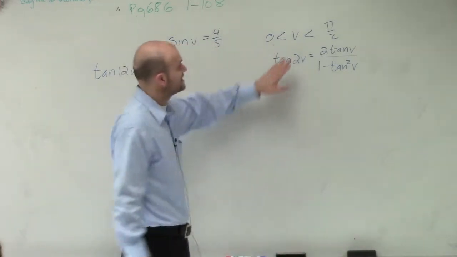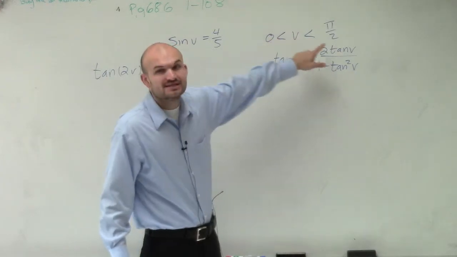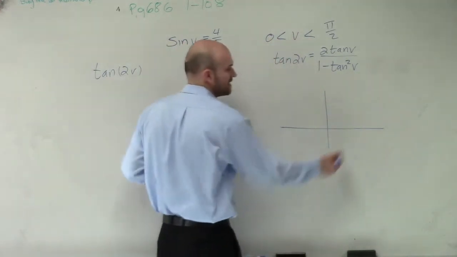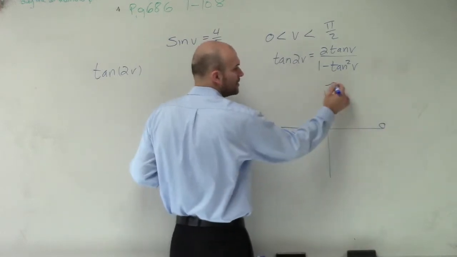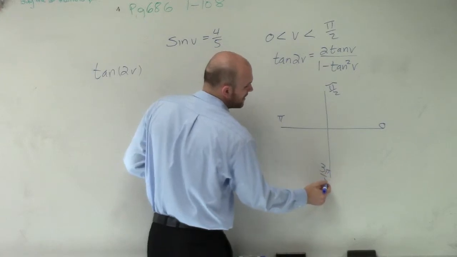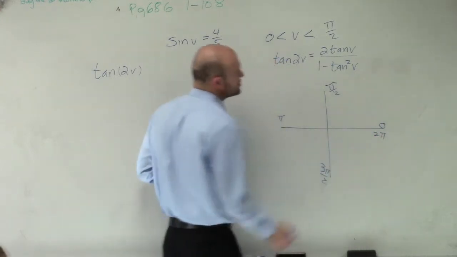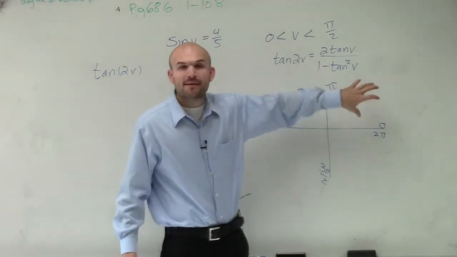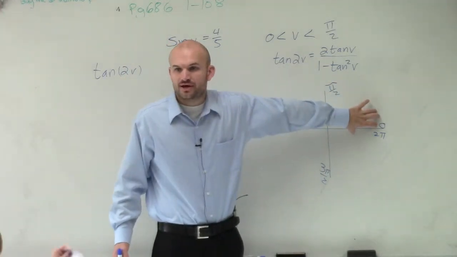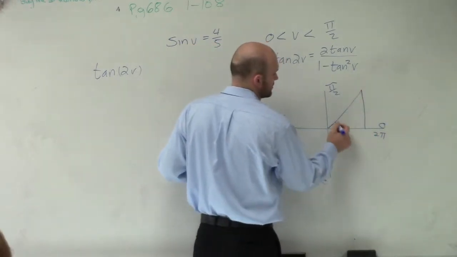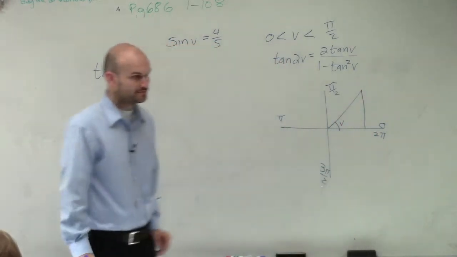So I look at this, I say the angle has to be between 0 and pi halves. So I'm going to quickly draw a quadrant. And remember, we always started here at 0. Then over here was pi halves, pi, 3 pi halves, and then 2 pi. So it says the angle has to be between 0 and pi halves. So I know that I'm going to draw my triangle in the first quadrant, right? So my triangle is going to look something like this, where here's my angle v.